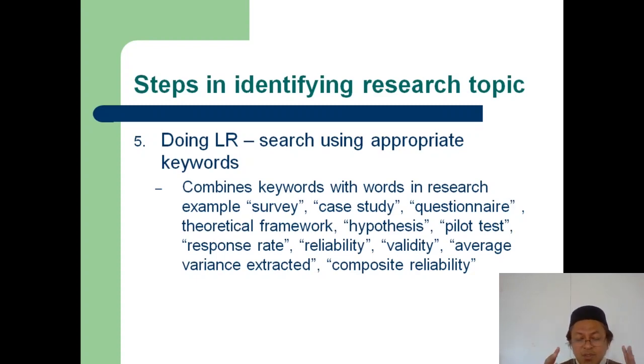Now, you use these keywords and combine them with the words that are normally used in research. For example, you can combine the words system development method with the Boolean operator and survey, and then you can start searching on your databases. We already discussed the list of databases that you should be focusing on. You can also use, for example, system development method and case study.